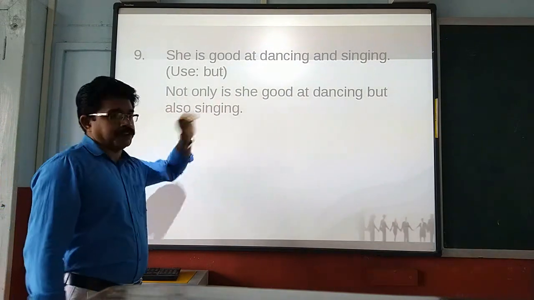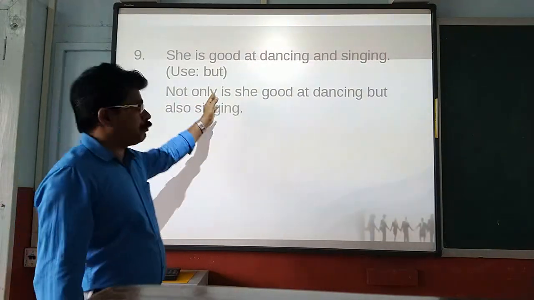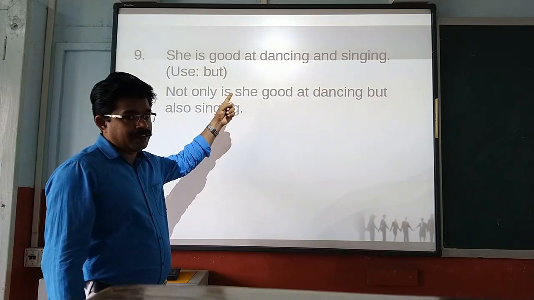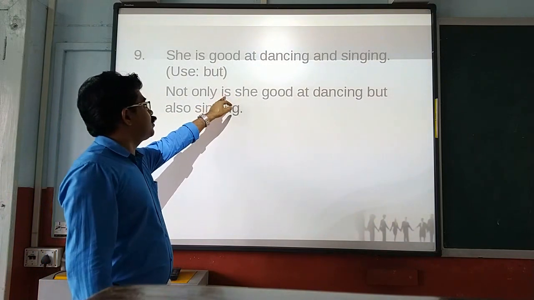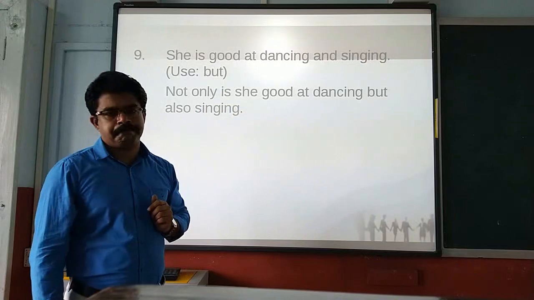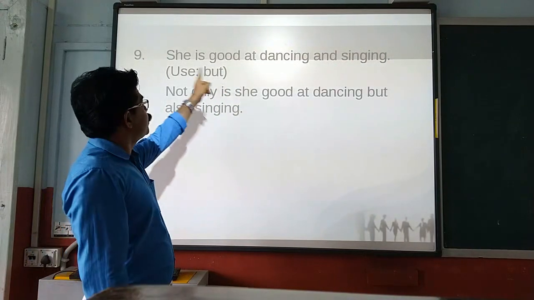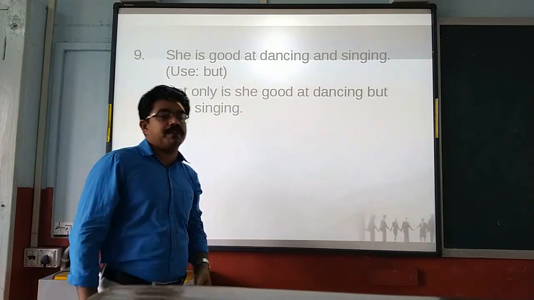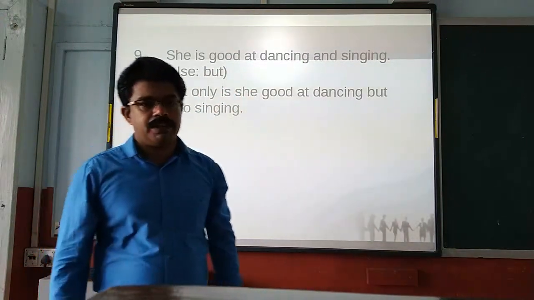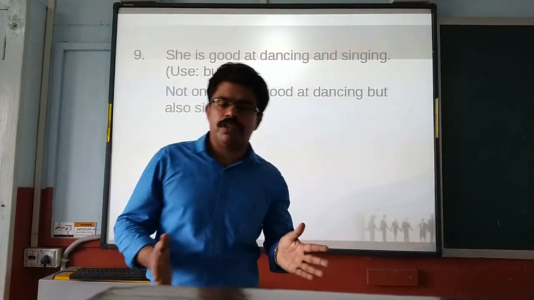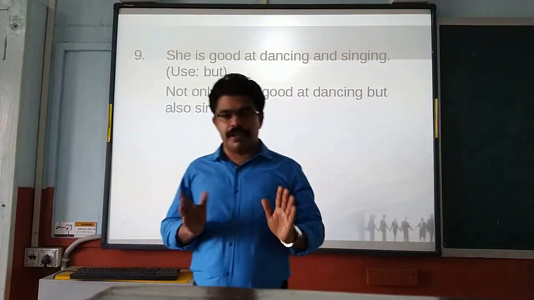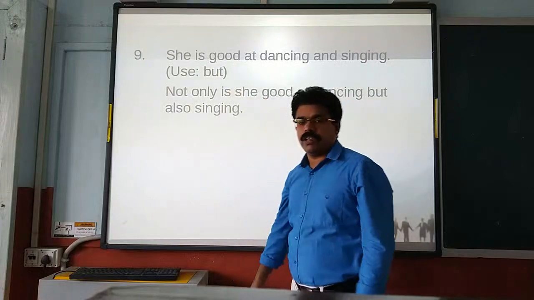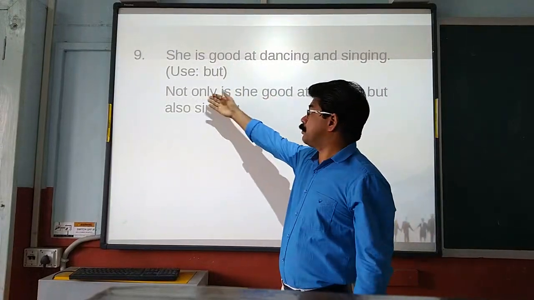Not only is she. Now, in the previous class, we have seen not only did the children. So, the same way here, is is used. Why is is used here? Because she is good at dancing and singing. This is present tense. The previous one, what we used was past tense. Since it was past tense, we changed that into did. Now, here we have a sentence given in the present tense, and therefore we have used the present form.